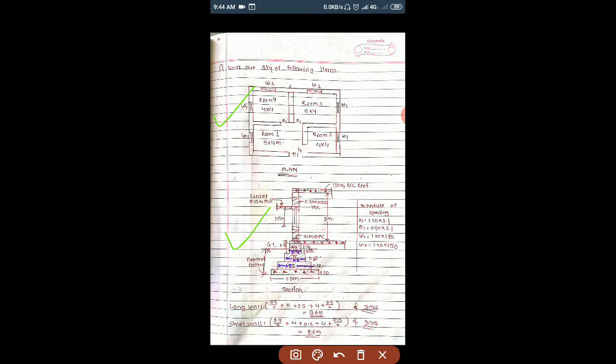Also the schedule of openings for doors and windows is given, and the sizes of doors and windows are also given in the schedule of openings part. So this much is given and we have to work out the quantity of the following items.